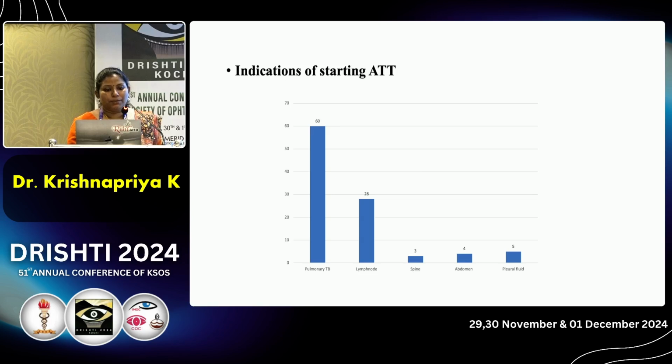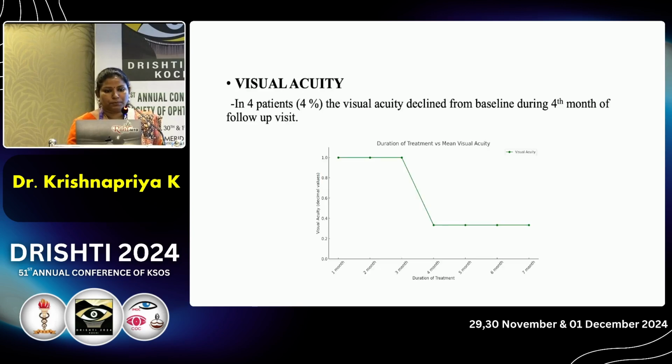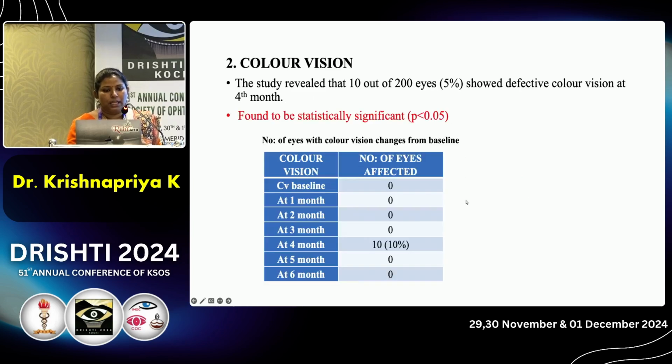The main indication for starting ATT was pulmonary TB, that is 60%. Then 28% was lymph node TB, 3% spinal TB, 4% abdominal TB, and 5% pleural fluid. We found that in 4 patients, that is 4%, the visual acuity declined from the baseline during the 4th month follow-up visit. In color vision, the study revealed that 10 out of 200 eyes, that is 5%, showed defective color vision at the 4th month, and that was found to be statistically significant.